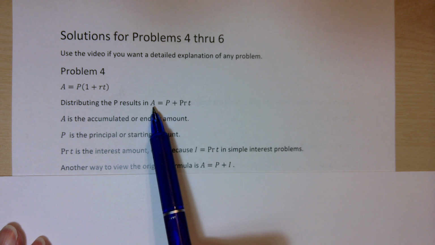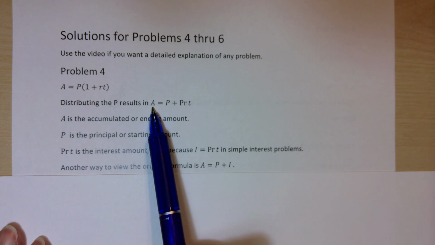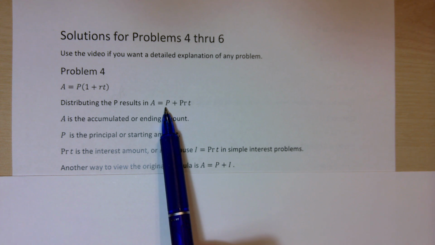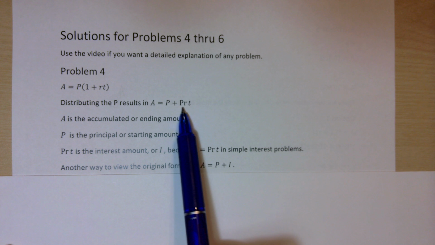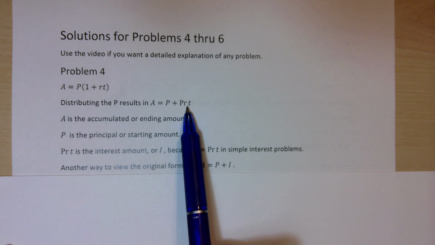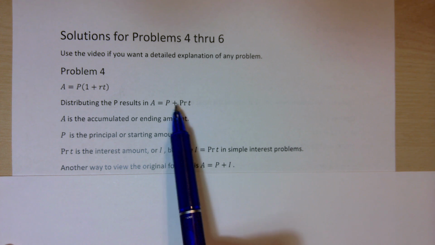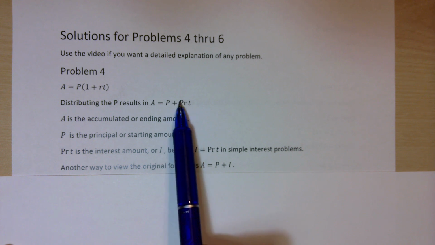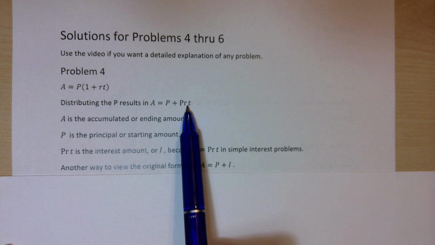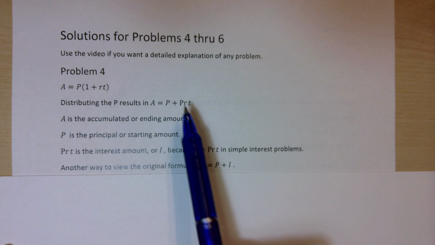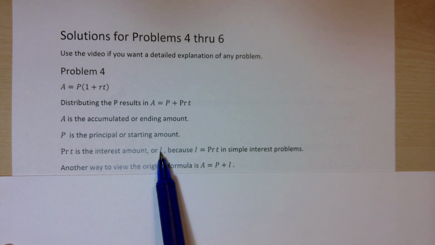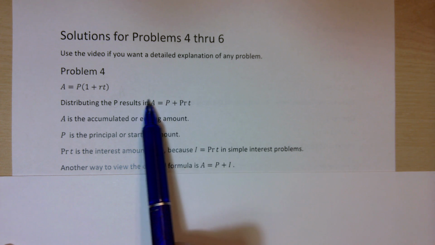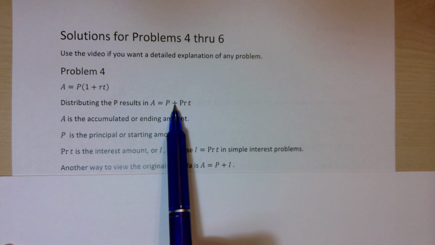So in this formula, A is the accumulated or the ending amount. P is the principal or the starting amount. PRT is the interest amount in a simple interest formula. So the accumulated amount is equal to P plus any interest accrued along the way. So again, PRT is equal to I. So another way to look at this formula is A equals P plus I.